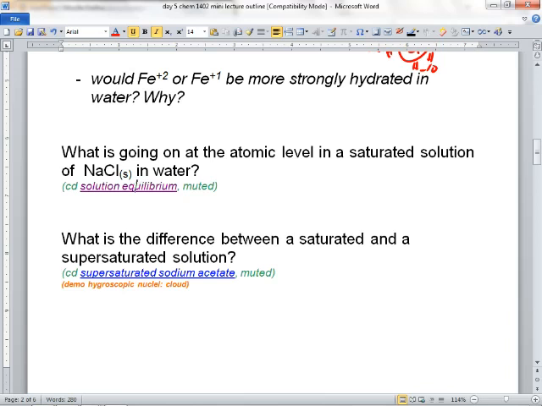Okay. So what is the difference between a saturated and a supersaturated solution? Well, if a saturated solution can't hold anymore, how is this even possible? What is a supersaturated solution? Oh, he's on to something. It crystallizes back out of solution.